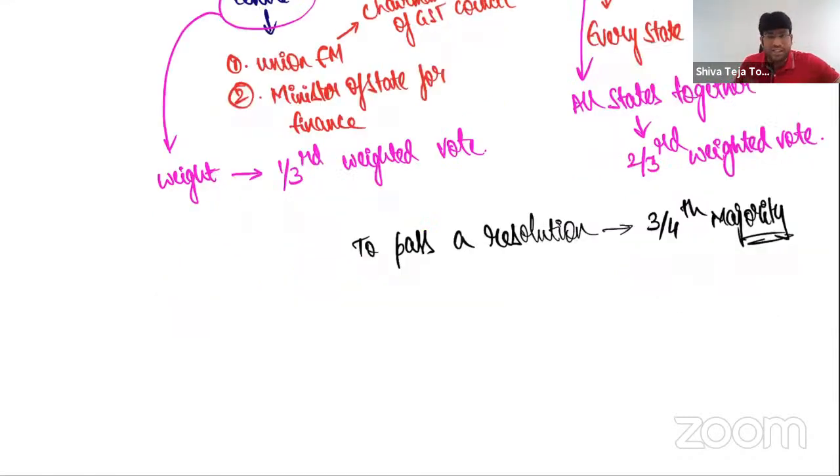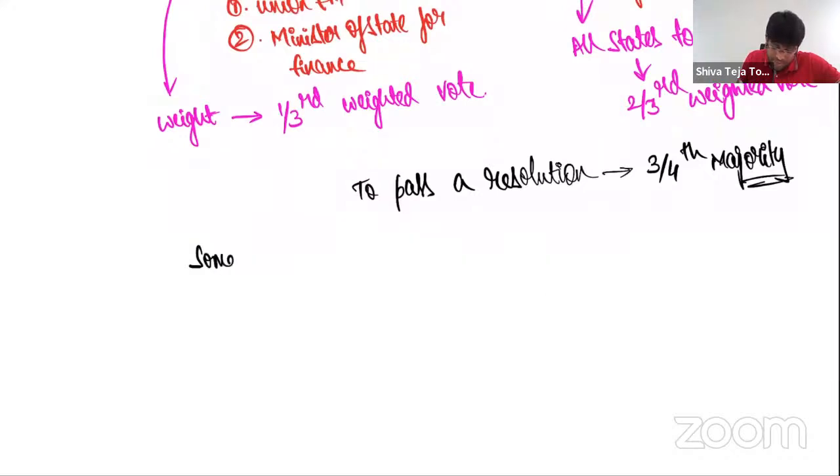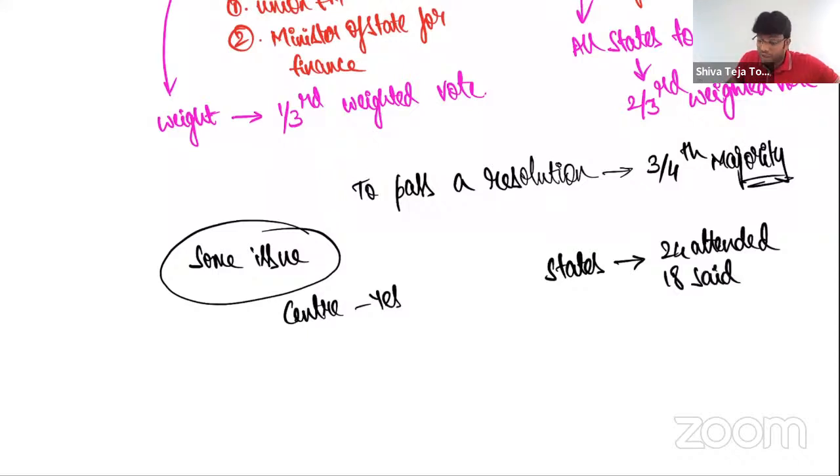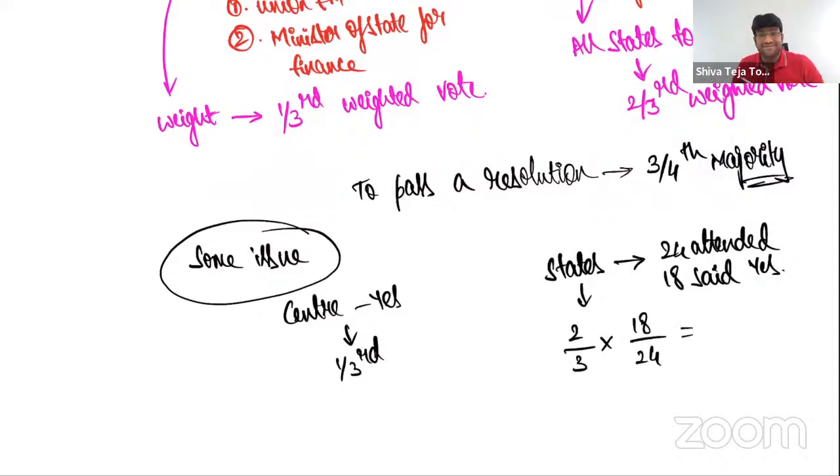Now let's take a small example to understand this. Let's say for some issue, the center told yes. And on the state side, 24 attended. How many attended? 24 attended and 18 said yes. Then if the center told yes, how much is done? 1/3 is done. And from the state side, they have 2/3 weighted vote. How many said yes? 18 said yes. Out of how many? 24. That means this is also 33 point.